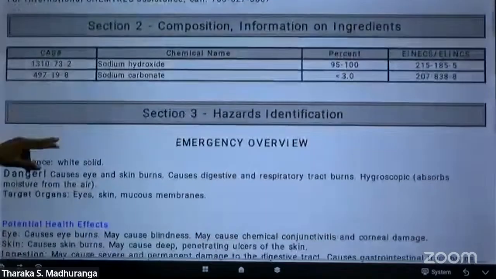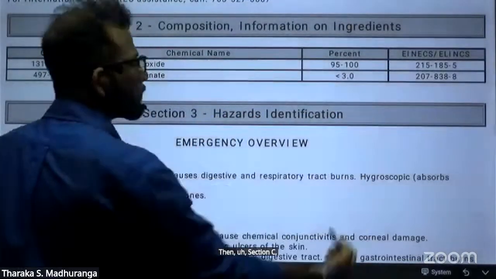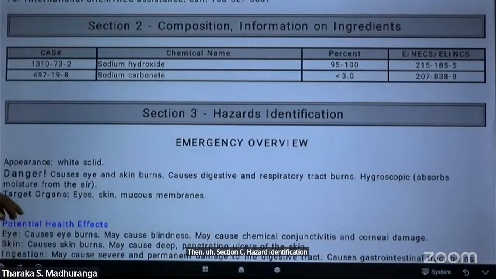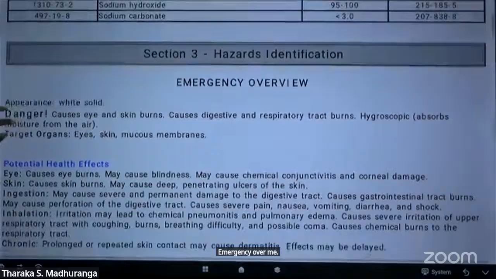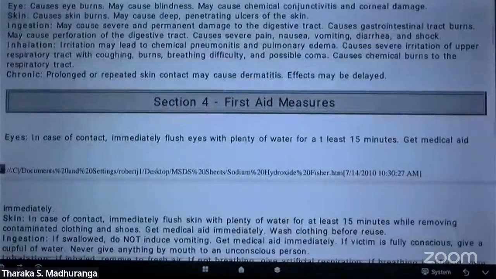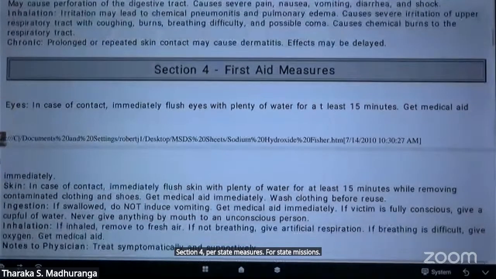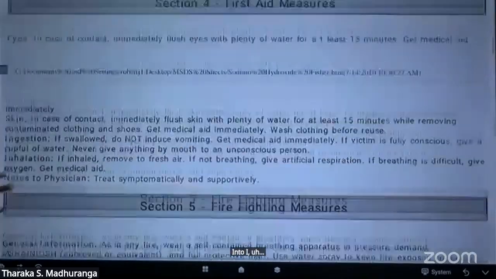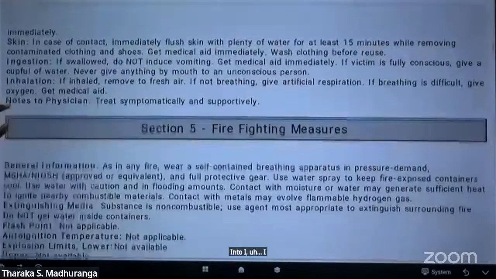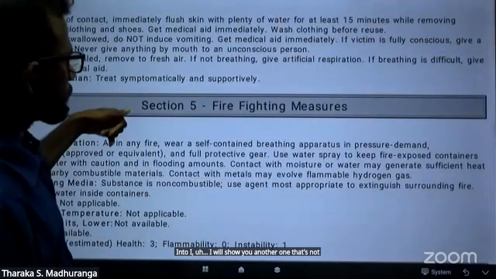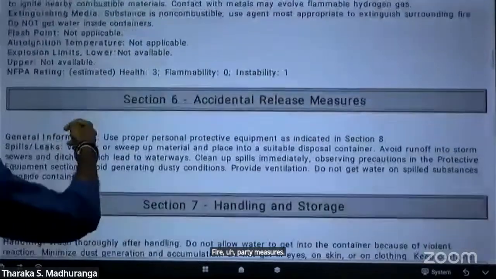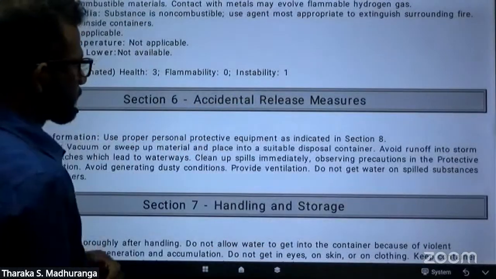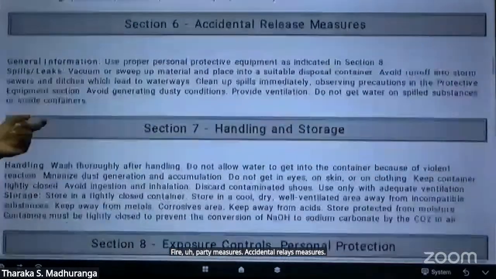Then section three, hazard identification, possible hazards, emergency overview. Section four, first aid measures. That's not much clear, I will show you another one. Fire fighting measures. Accidental release measures. Handling and storage.